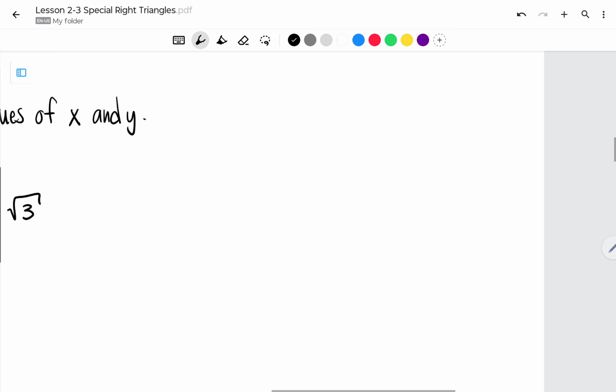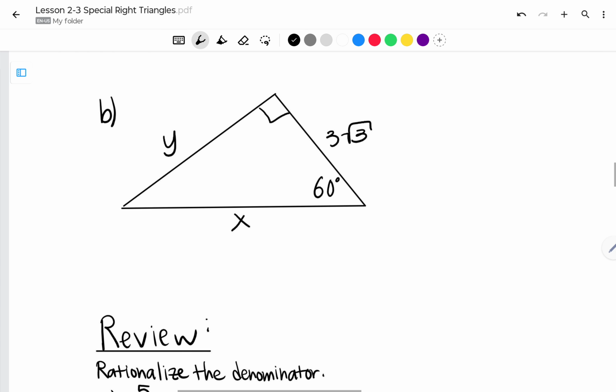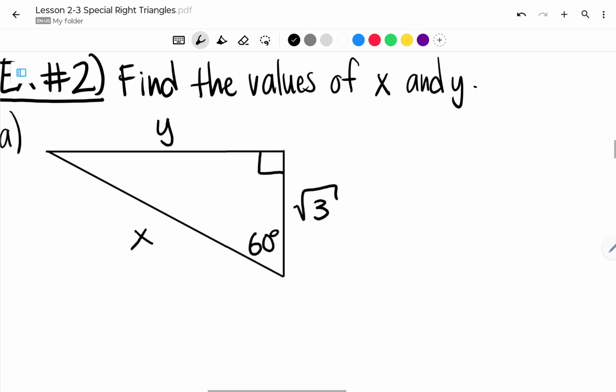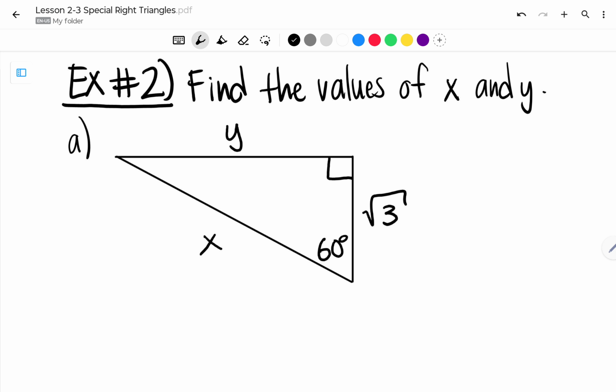I see 2 examples here, 2a, 2b. Okay. 2a. Again, look at the angles first. I see a 60-degree angle. I see 90-degree angle. That means this missing side has to be 30 because 90 plus 60 is 150. 150 plus 30 is 180.